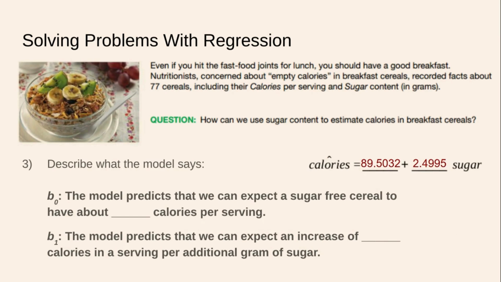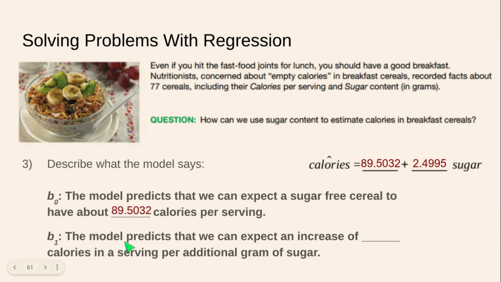Now we're going to describe what the model is saying. We want to talk about B sub 0 if it's relevant, and B sub 1, which is always relevant. B sub 0 is actually relevant in this problem. Why? Because it is possible for your cereal to have no sugar content. So the model predicts that we can expect a sugar-free cereal to have about blank calories per serving. Well, if you substitute 0 for sugar, you're predicting about 89.5 calories per serving.